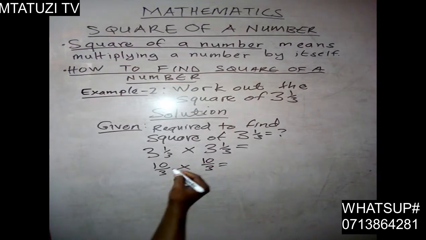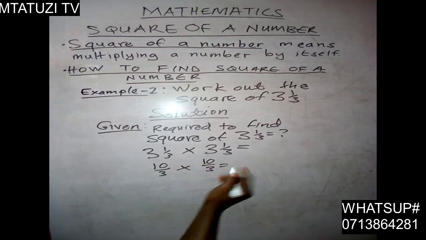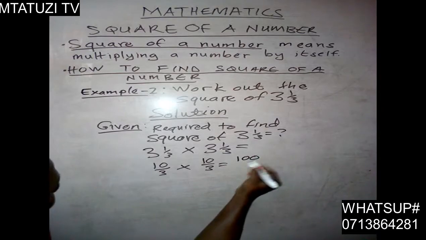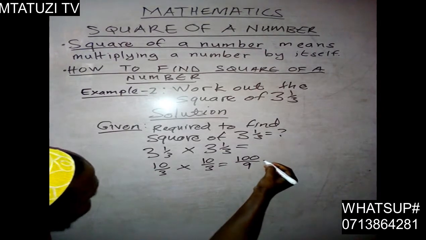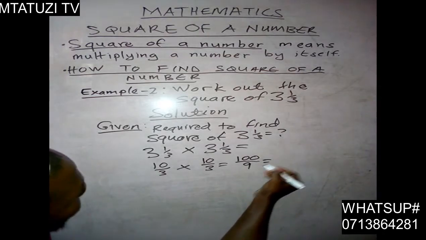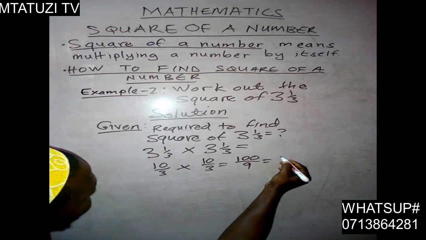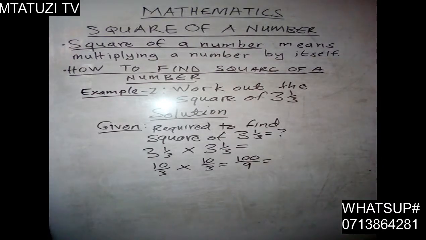Then you have to multiply 10 times 10. You cannot simplify there because they are not simplifiable. So there you have to multiply by itself. 10 times 10, you get 100, divided by 3 times 3, you get 9. So when you divide 100 by 9, you get how much?